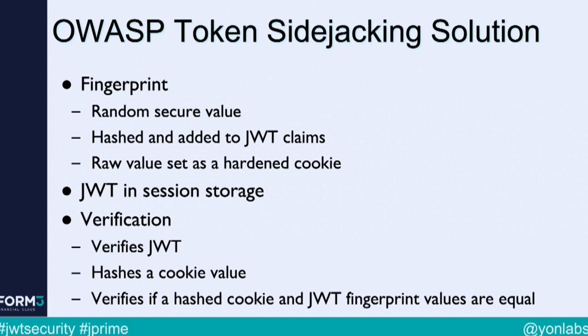OWASP, I'm pretty sure that you know OWASP. OWASP stands for Open Web Application Security Project. Basically, that's a non-profit organization that aims at increasing awareness about security among developers. They provide a lot of good guidelines and cheat sheets to deal with various security problems. And for JWTs and token sidejacking, so basically those stolen tokens, they propose a pretty complex solution, which I actually have never seen implemented in the real world. But basically it relies on using a token as well as a cookie with some sort of fingerprinting based on a random secure value.